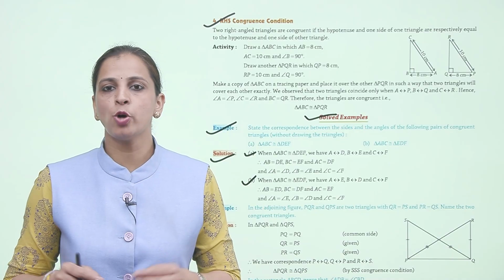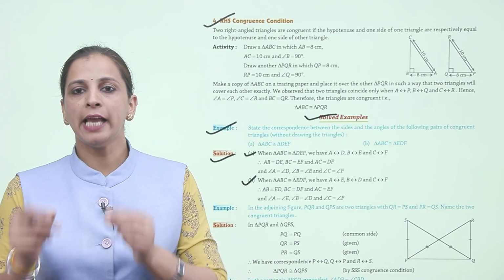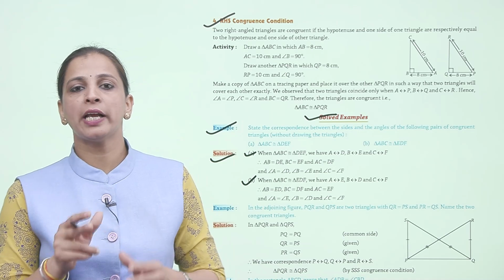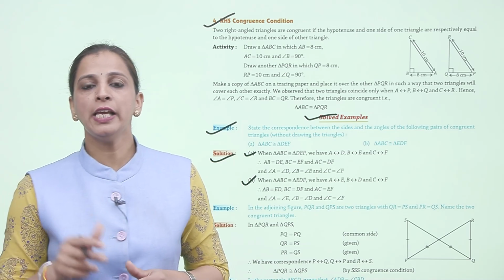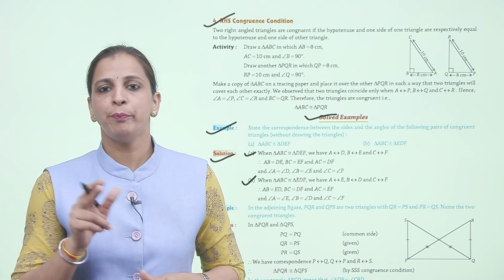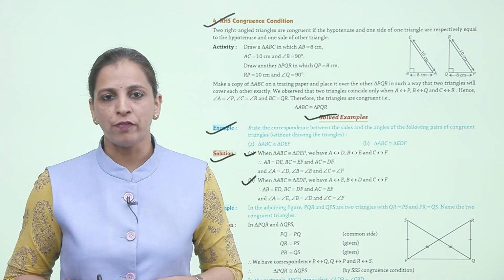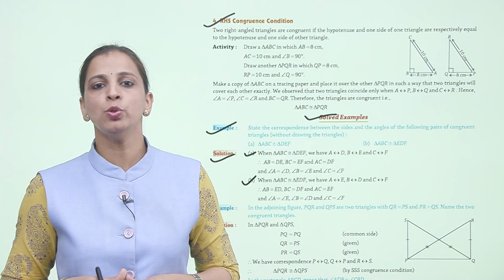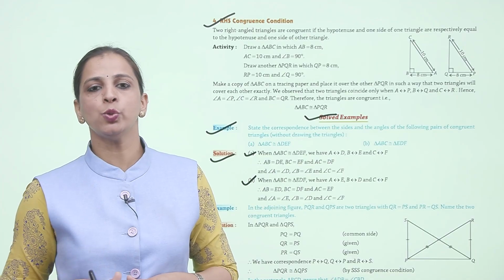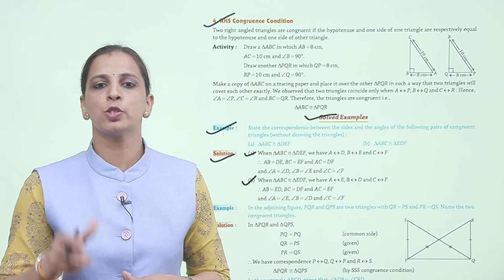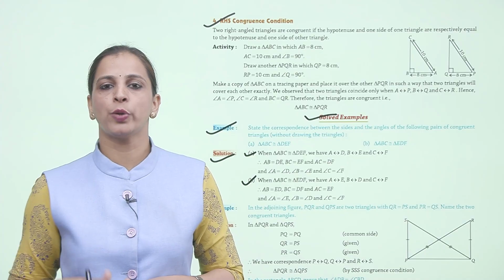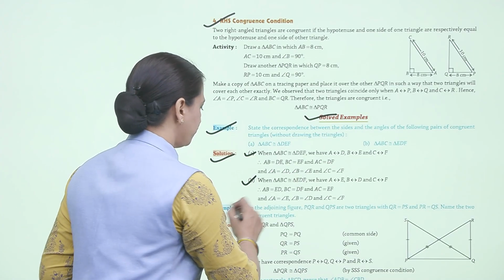Now B part. Triangle ABC is congruent to triangle EDF. When triangle ABC is congruent to triangle EDF, we have A over E, B over D and C over F. And AB is equal to ED, BC is equal to DF and AC is equal to EF. And angle A is equal to angle E, angle B is equal to angle D and angle C is equal to angle F.